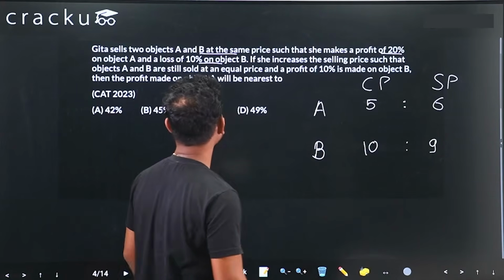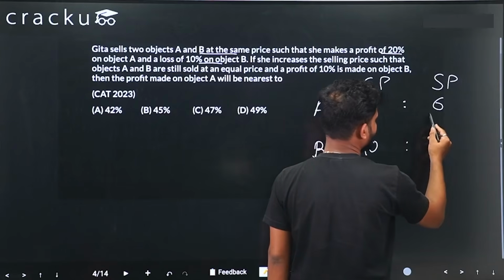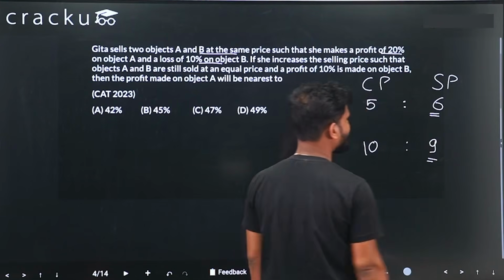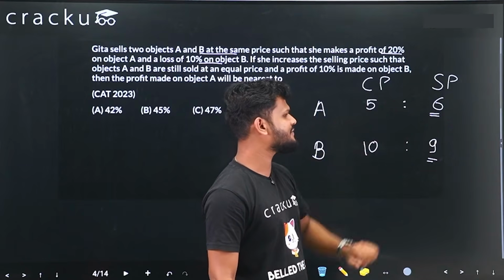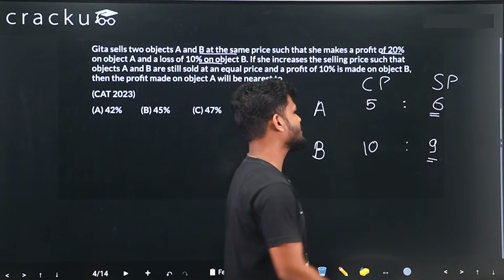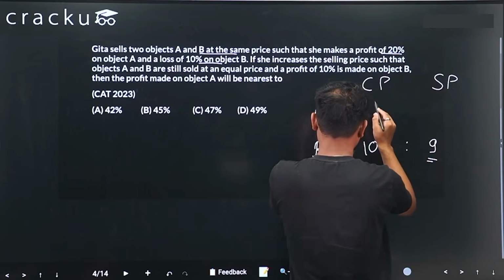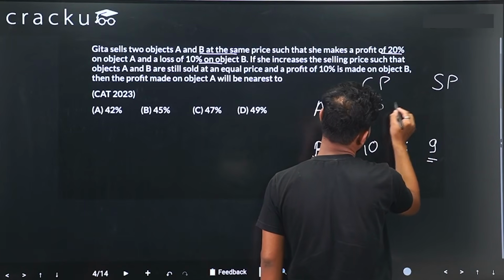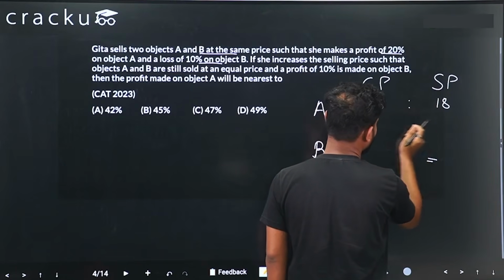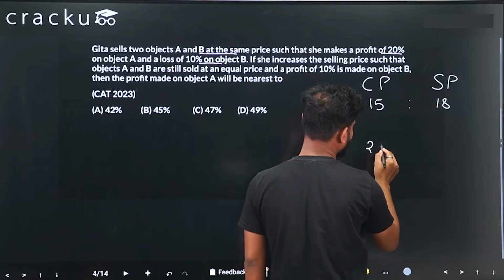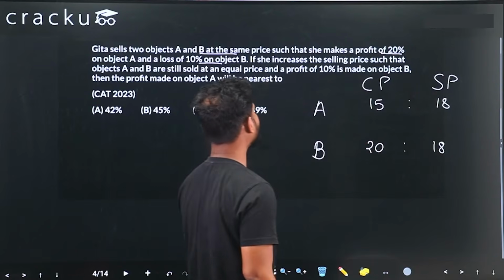We are told that the selling price of both of them is the same. So I have to make these two parts the same. How will I do that? By taking the LCM. The LCM of 6 and 9 is 18. To make this 18, I will multiply this ratio by 3, so I will get 15:18. Similarly, I will multiply this ratio by 2, so I will get 20:18. Now my selling price is the same.